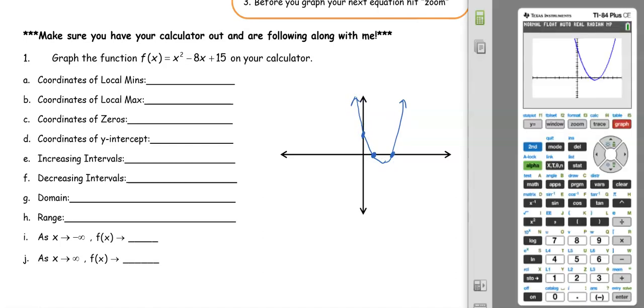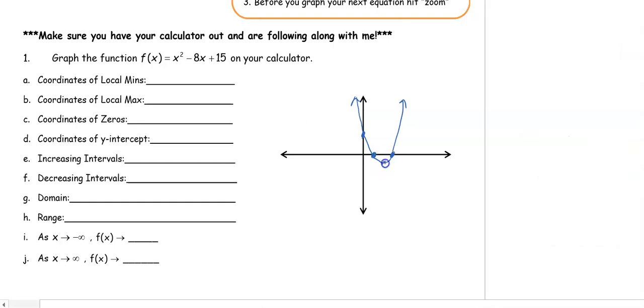The first piece that it is asking me about is local mins and local maxes. Now, because we're going to just be talking about parabolas, you're only going to have one or the other, whereas in our last unit, we could have had lots of mins and lots of maxes. So the first thing we're going to find in this graph is this min. We don't have a maximum value.